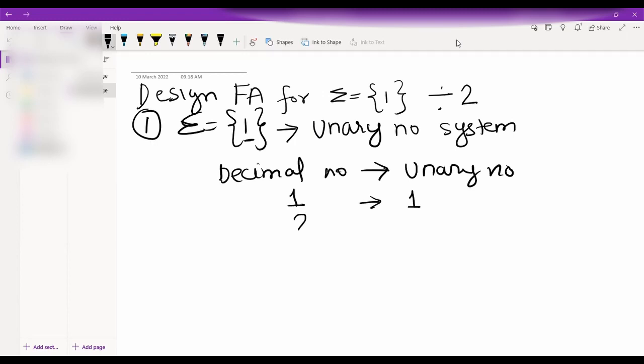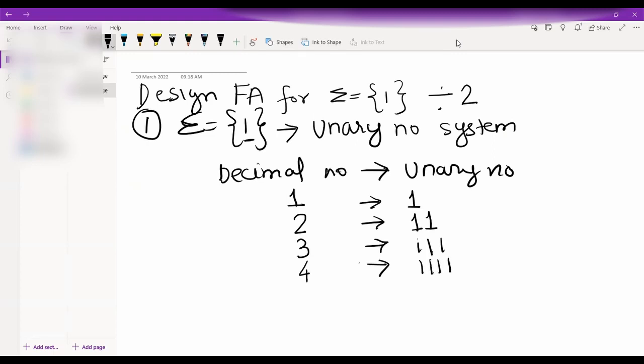Now we will consider decimal number 2. Decimal number 2 in this unary number system indicates this bit will be repeated twice. That means this will be number 1 and then this will be number 2. Two occurrences of this digit indicate number 2. What is the decimal equivalent of number 3? That is nothing but 3 times repetition of this digit. So this is 1, 1 and 1. So this is number 3. Number 4 will be 4 times this digit, that is 1111.